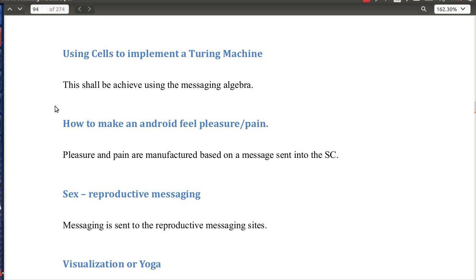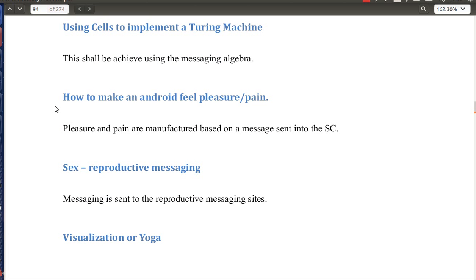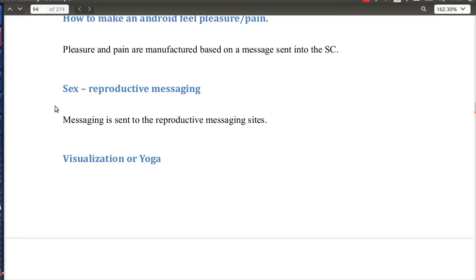Later, as I've said already, I'll try and be more precise about what each message type does. Here I've only got very high level ideas. I haven't really fleshed them out in too much detail, but basically, the cells with the messages are a Turing machine. The concept of pleasure and pain for an android would have to be a manufactured sensation. So the idea is that in the body, it's some kind of manufactured sensation that the virtual self feels these feelings. Then for reproductive stuff, there's reproductive messaging.